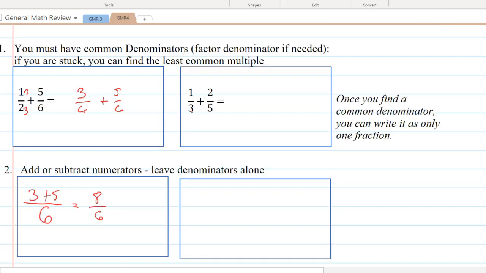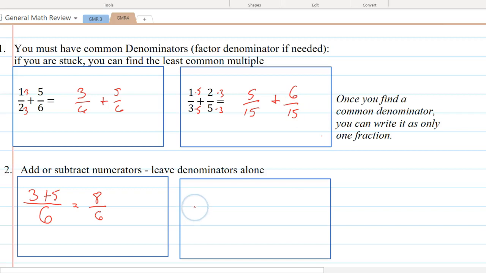Let's do another example. 1/3 plus 2/5. I can't simply multiply one of the numbers to make a common denominator, so I'm going to have to multiply both of them. What is the smallest number that 3 and 5 both go into? Well, 15. So I'm going to have to multiply the 3 by 5. Whatever I do to the bottom, I do to the top. I'm also going to have to multiply the 5 times the 3. Whatever I do to the bottom, I do to the top. That gives me 5 over 15 plus 2 times 3 is 6, and that's over 15.